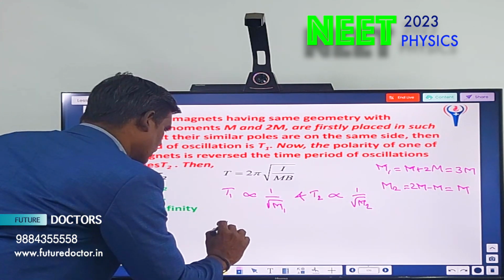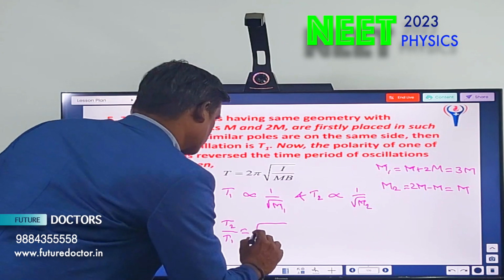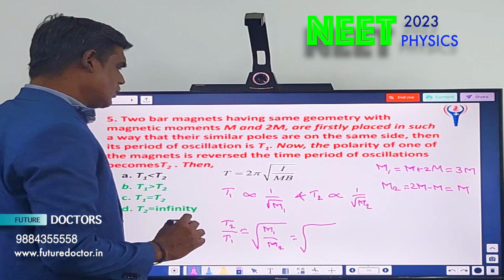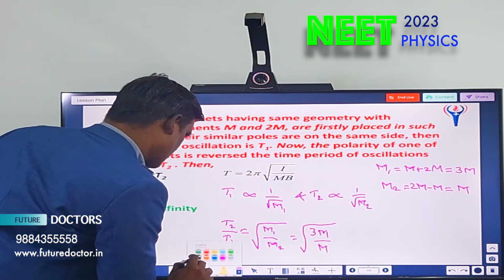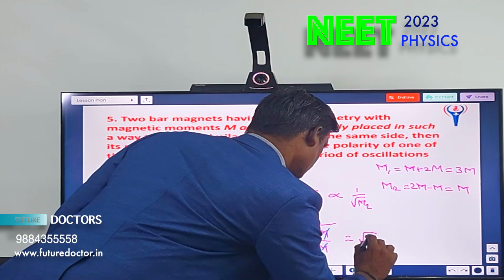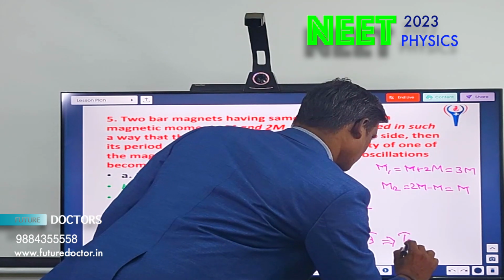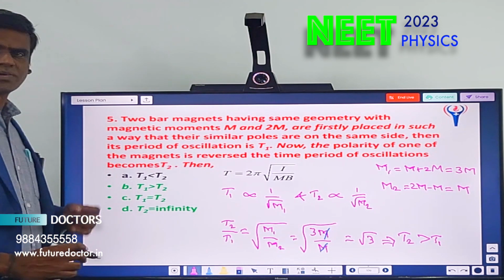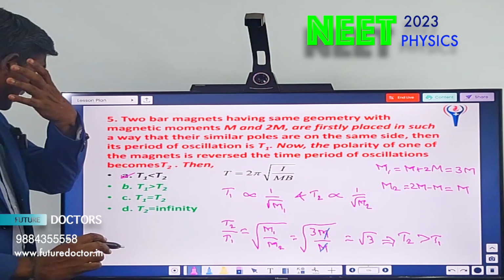Then you want to compare. T2 by T1 equals the square root of M1 by M2, since it is inversely proportional. M1 is 3M, so 3M by M, M gets cancelled. Therefore it equals root 3. It means T2 is greater than T1. So which option? Yes, option A, that is, T1 is less than T2. Option A is the correct answer.